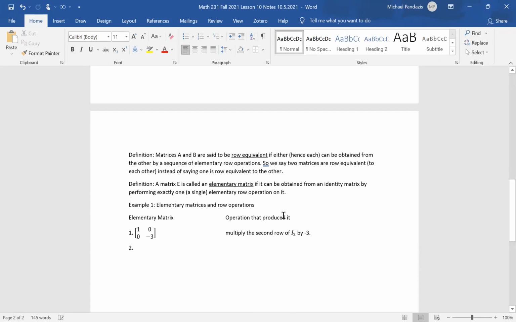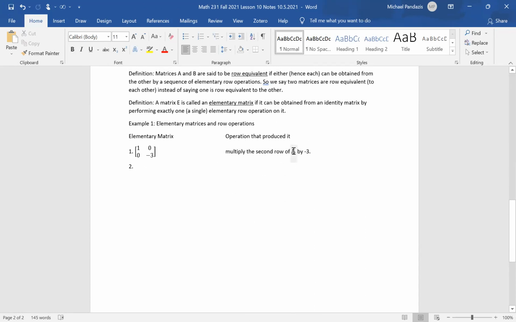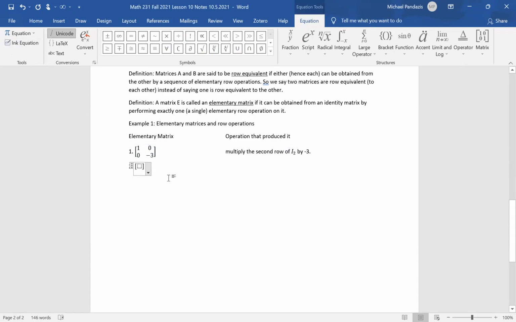So I've added some details that maybe I didn't need to say. I might just say I there, but I wrote I sub 2 to say the 2x2 identity matrix for you. So I multiplied the second row of I sub 2 by -3. That's exactly one row operation on an identity matrix, which means that this is an elementary matrix.